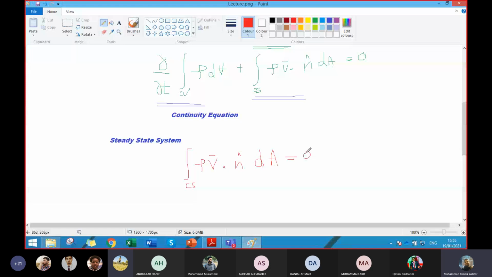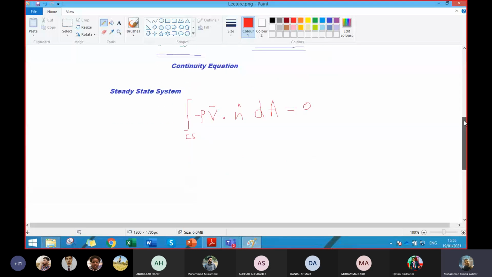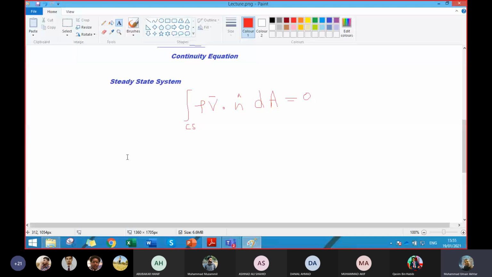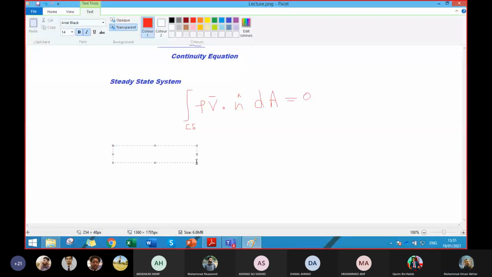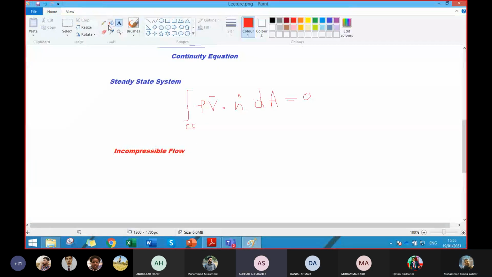And if I say the fluid for which I'm considering this continuity equation is incompressible, then what will happen to the equation? The density will be constant. It will come outside the integral, and then we can take it to the other side. So it will be eliminated from the equation, right? So integral over the control surface of V dot n dA equals zero.